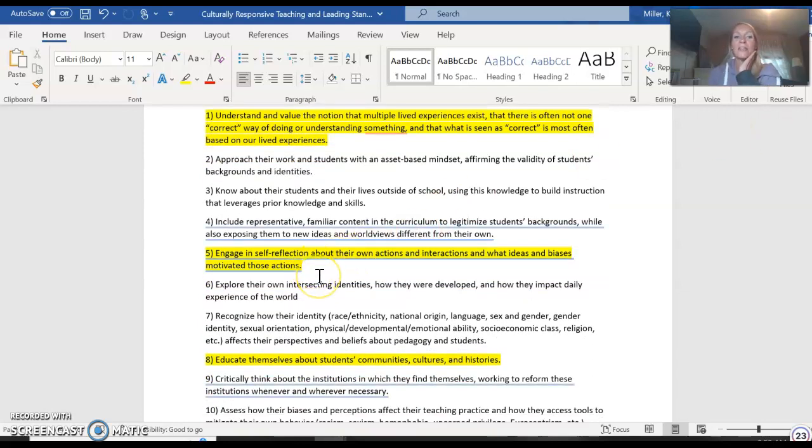Another one, number 5, engage in self-reflection about their own actions and interactions and what ideas and biases motivated those actions. One memory I have of this is completely failing as a teacher, and how I used to use the word choice a lot with students. I would say things like, oh, you're not going to join our circle right now? Okay, so what is this choice here? Are you going to choose to be part of the group, or are you going to choose to sit at your table? What is your choice? And usually it would end with the student not joining the group, or getting frustrated with me.